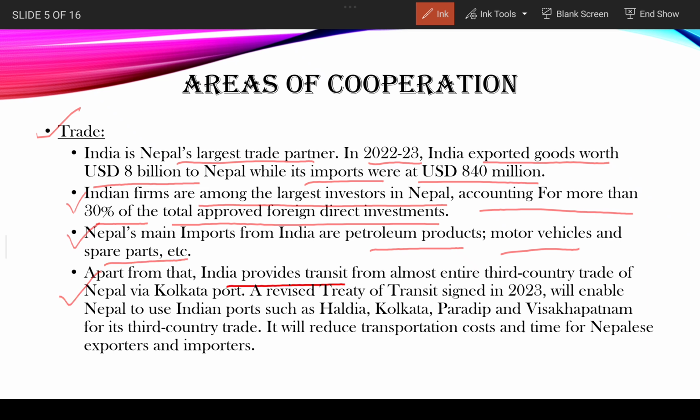Apart from that, India provides transit for almost the entire third country trade of Nepal via Kolkata port. Since Nepal is a landlocked country, India is providing access to the sea. A revised treaty of transit was signed in 2023, which will enable Nepal to use Indian ports such as Haldia, Kolkata, Paradeep, and Visakhapatnam for third country trade. Since India is providing this access, it is going to reduce transportation costs and time for Nepalese exporters and importers. So this is about the trade relations between India and Nepal.